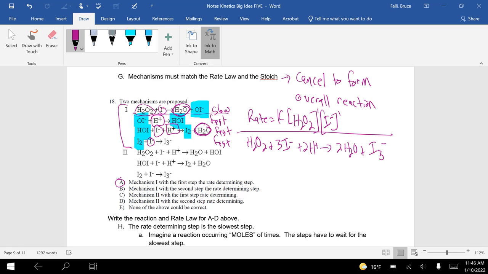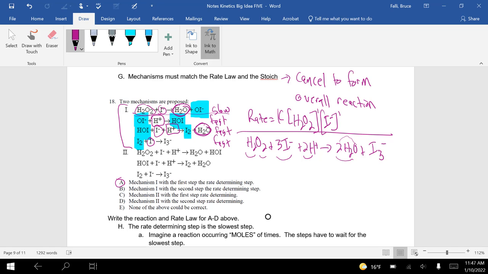Now, this should balance. So let's see if it works. I've got two H's, four H's. I've got four H's. I've got two O's. I've got two O's. I've got three I's. I've got three I's. And that's good. My overall charge here is negative three plus two, so it's negative one. Over here, my overall charge is negative one. So the charges have to balance out as well. So we're good. I got one. Woo! Wasn't that fun? Of course it was.